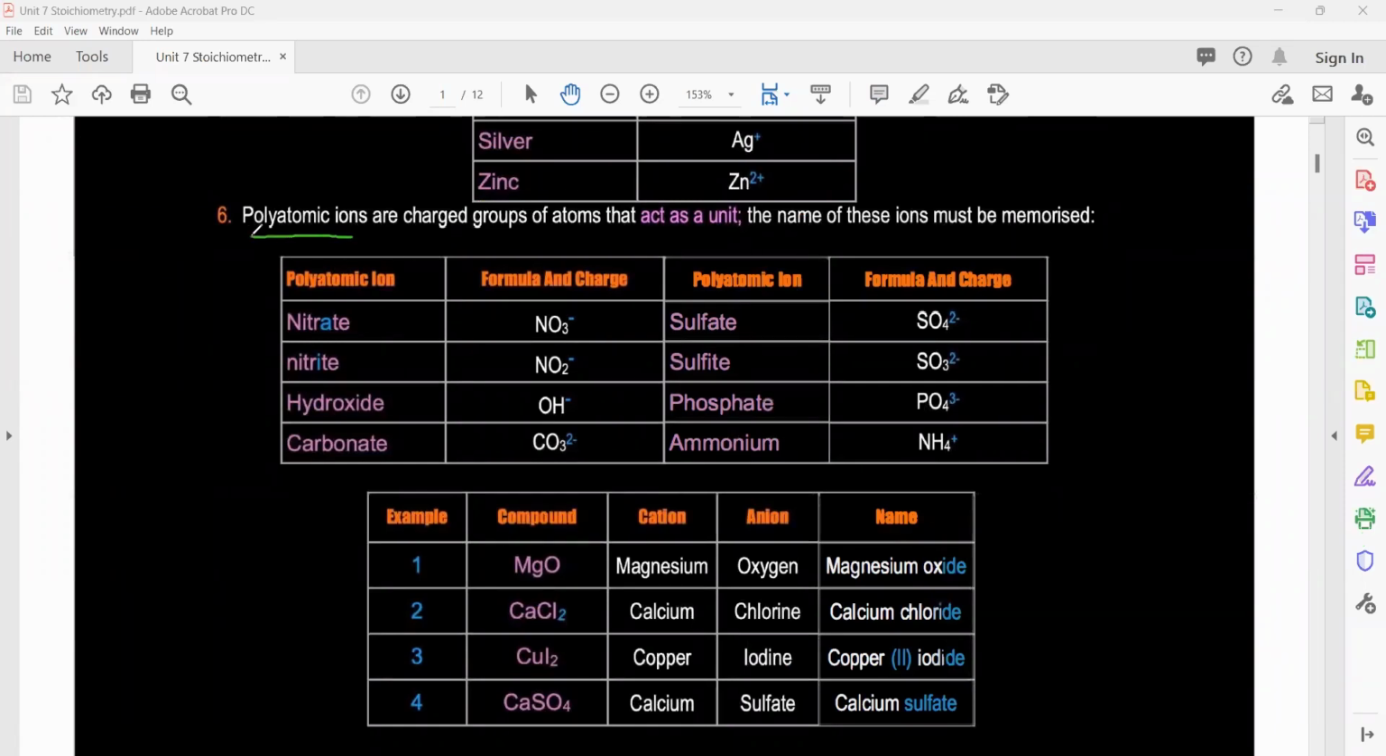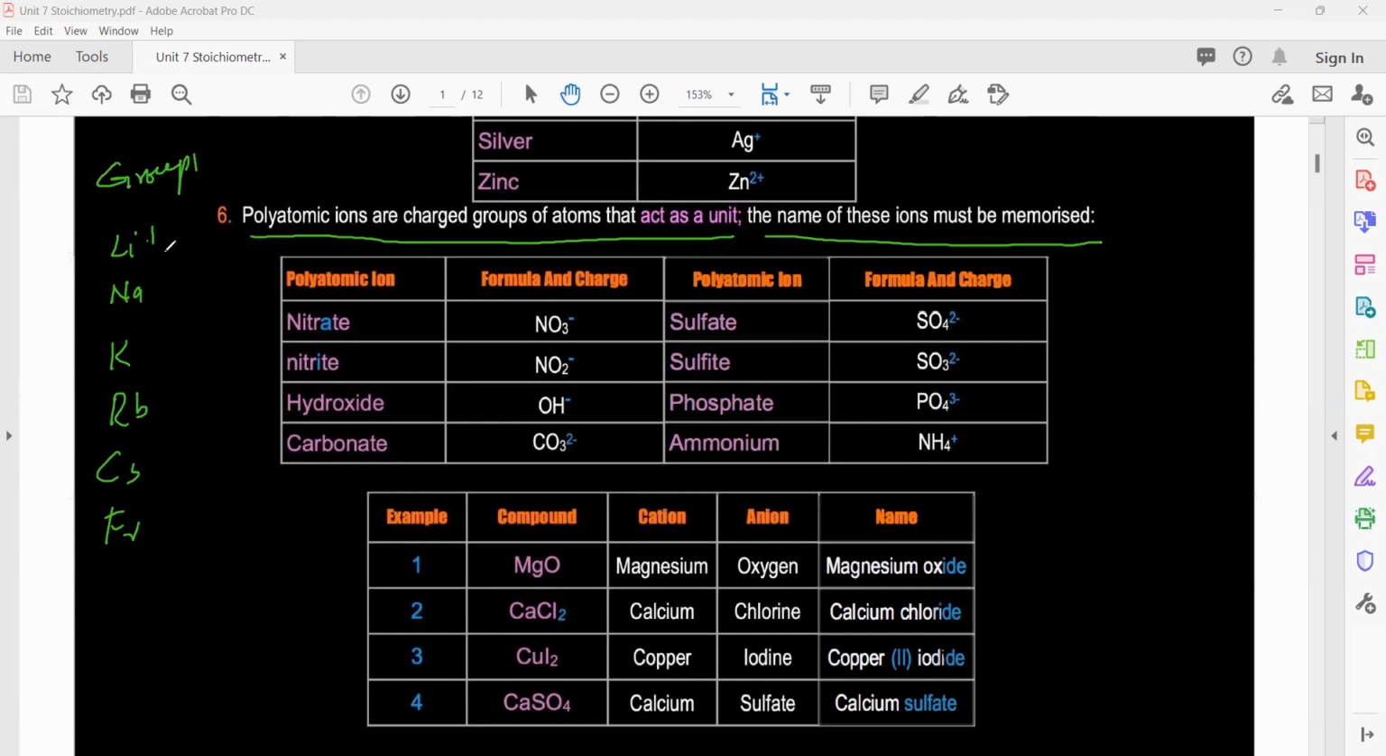After that, polyatomic ions are charged groups of atoms that act as a unit. The names of these ions must be memorized. Now, if you see the periodic table and talk about group 1, you will find lithium, sodium, potassium, rubidium, cesium, francium. All of them have plus 1 charge. If I see group 2, for example you have barium, calcium, magnesium, all of them have plus 2.